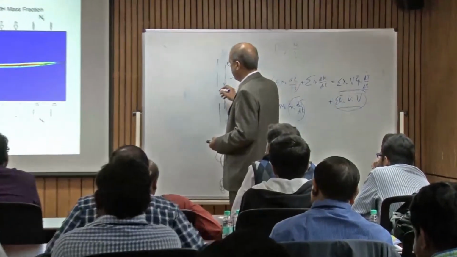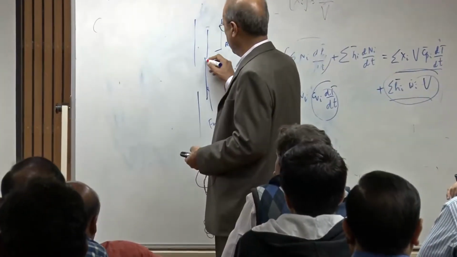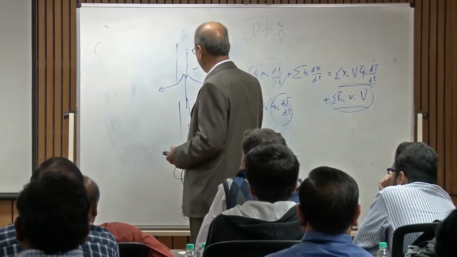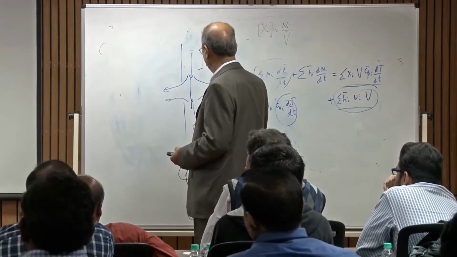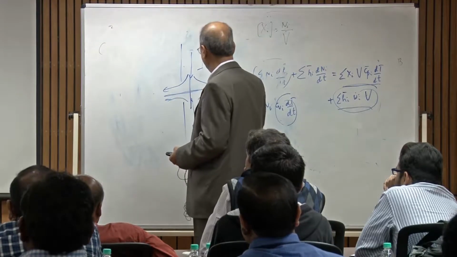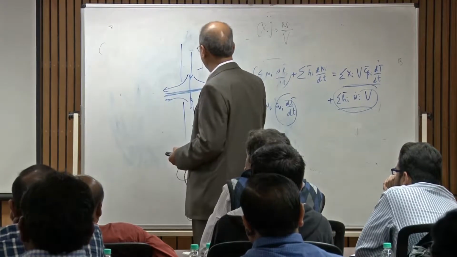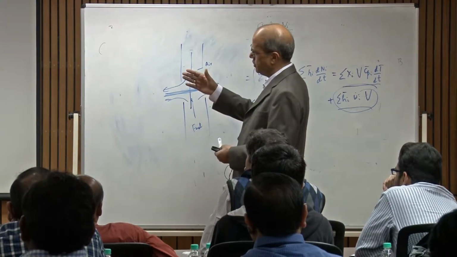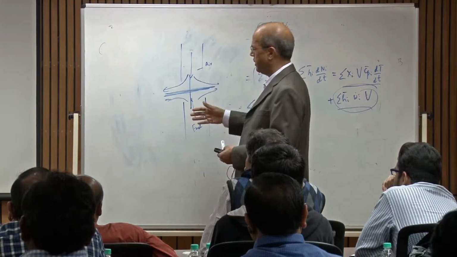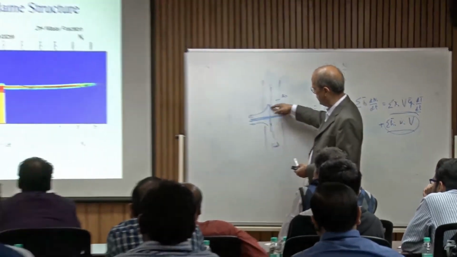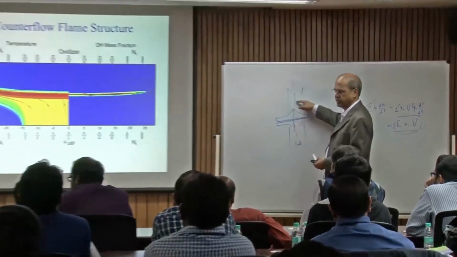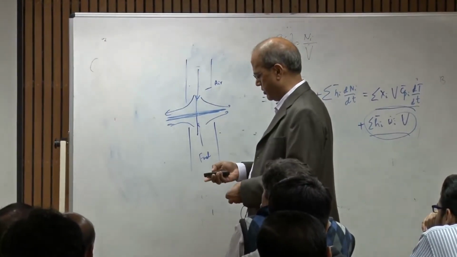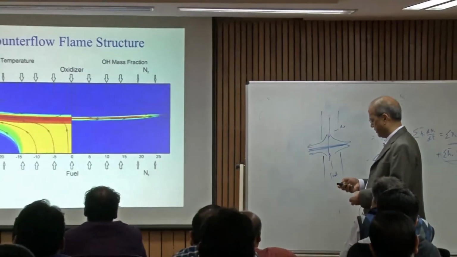But this is a full 2D calculation, and also it's a transient calculation. The flow goes like this, and then you get almost a flat flame in the middle. Since this is 2D, you can see all the details. In 1D, you won't see all these. In 1D, you'll see only the flame structure in this direction. But now you can see the full detail of the flame.